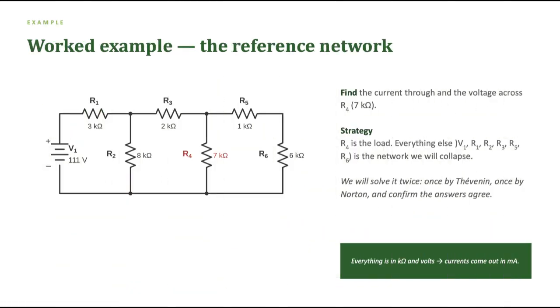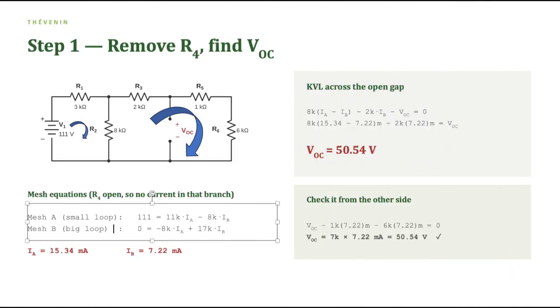Here's a worked example. We have a 111 volt source with 6 resistors. R4, the 7 kilohm resistor, is the load. Everything to its left and right is the network. We are going to solve this twice. Not to fill time. Getting the same 5.25 milliamps from two completely different routes is the strongest evidence that the equivalence claim is real. Just take note, kilohms with volts gives milliamps. Not amps. Milliamps.